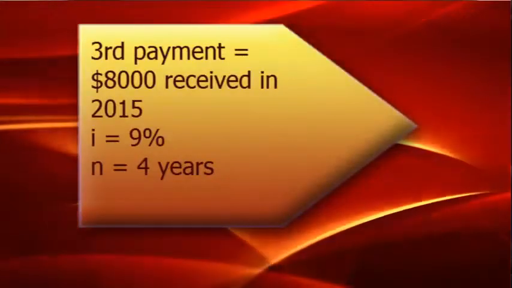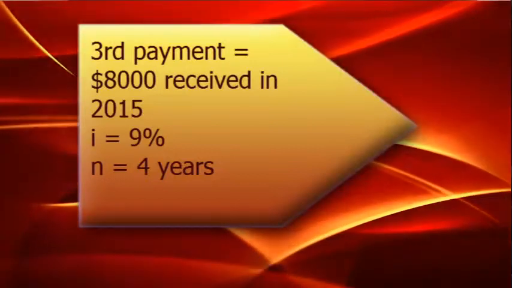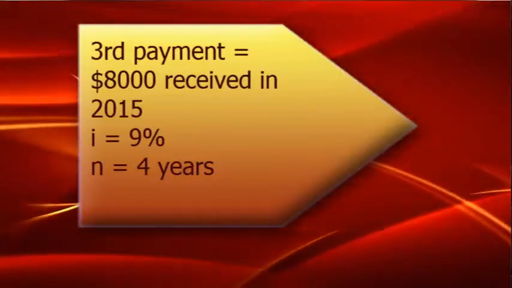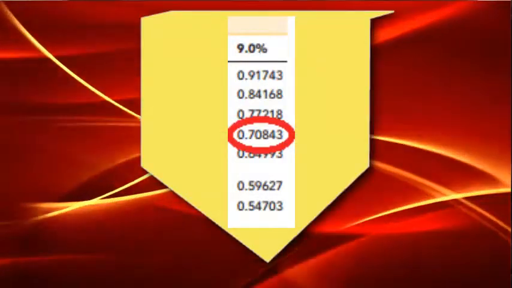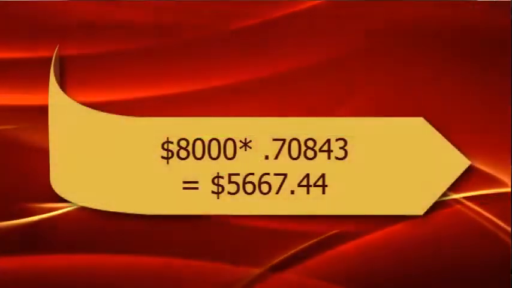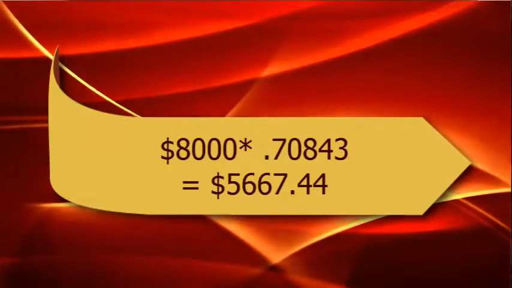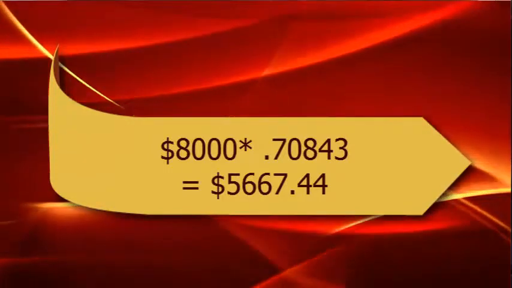The third payment is $8,000 received in 2015. We know I equals 9%, and since we are finding the present value in 2011, N equals 4. We find our value on the table for 9% at 4, which is 0.70843. So $8,000 times 0.70843 equals $5,667.44.